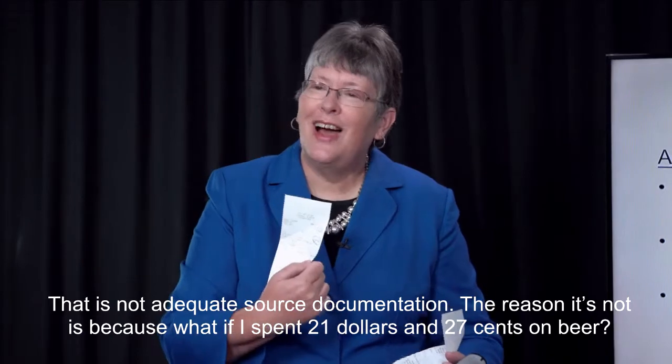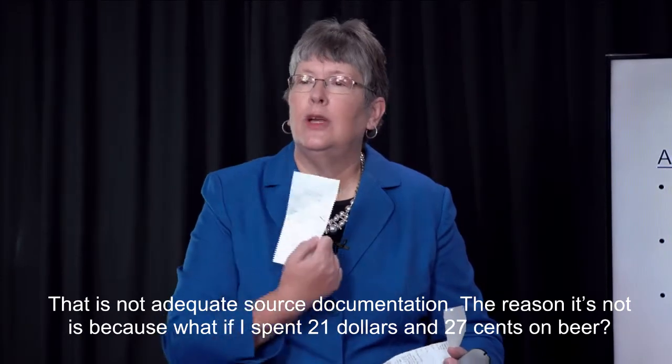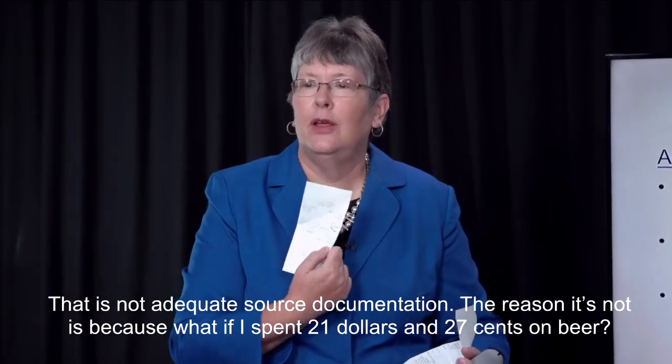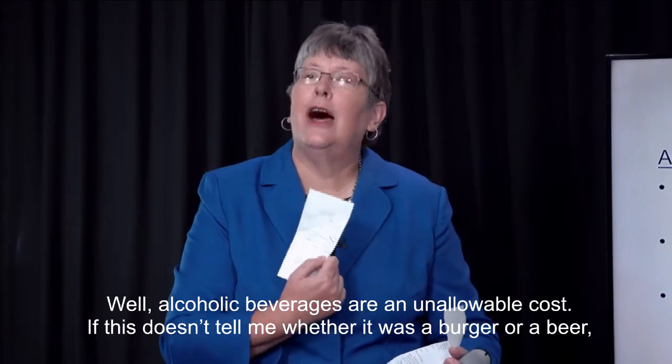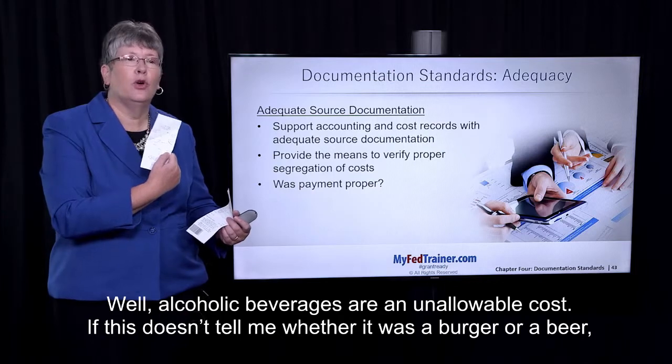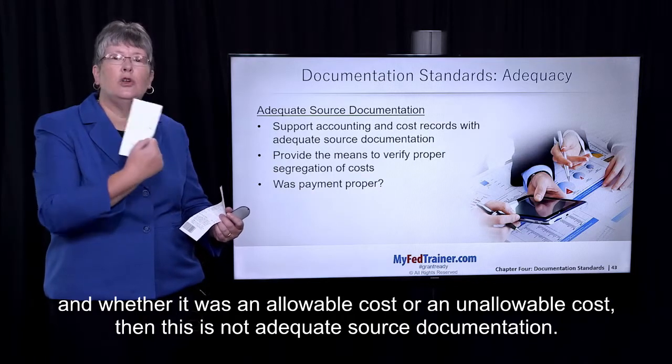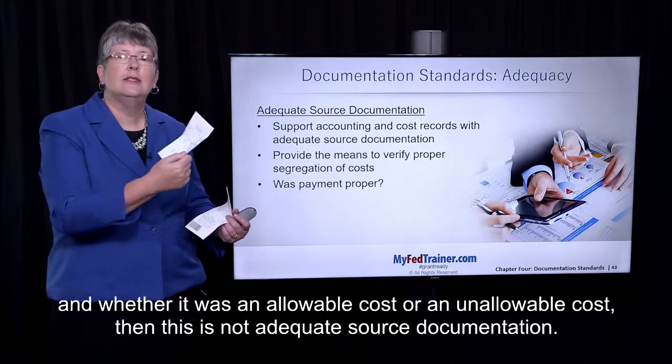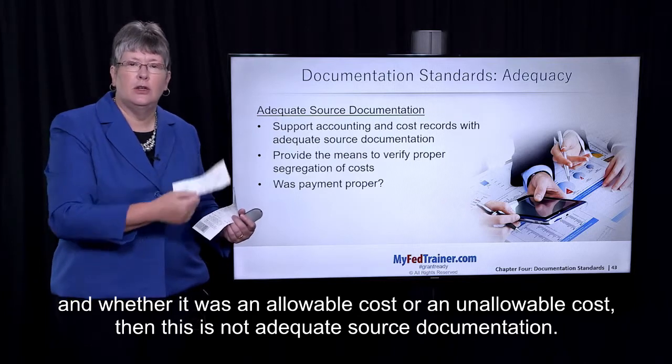The reason it's not is because what if I spent $21.27 on beer? Well, alcoholic beverages are an unallowable cost. So if this doesn't tell me whether it was a burger or a beer and whether it was an allowable cost or an unallowable cost, this is not adequate source documentation.